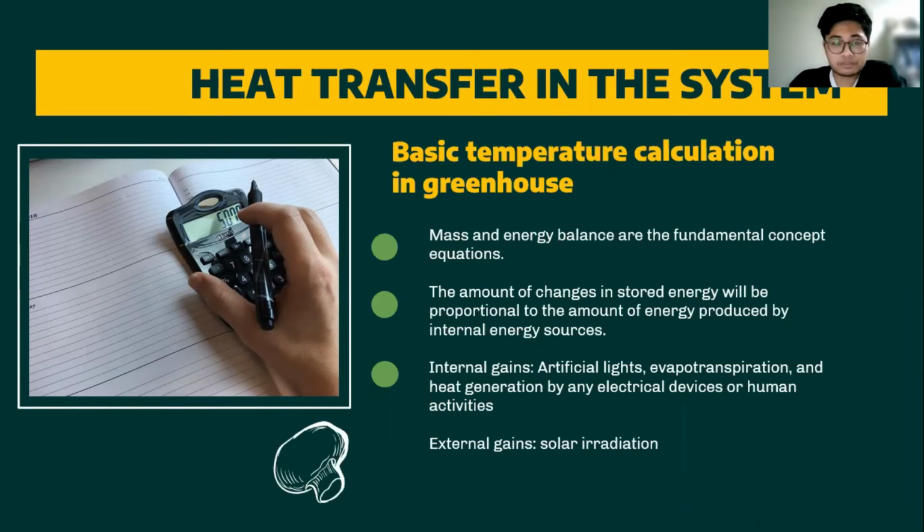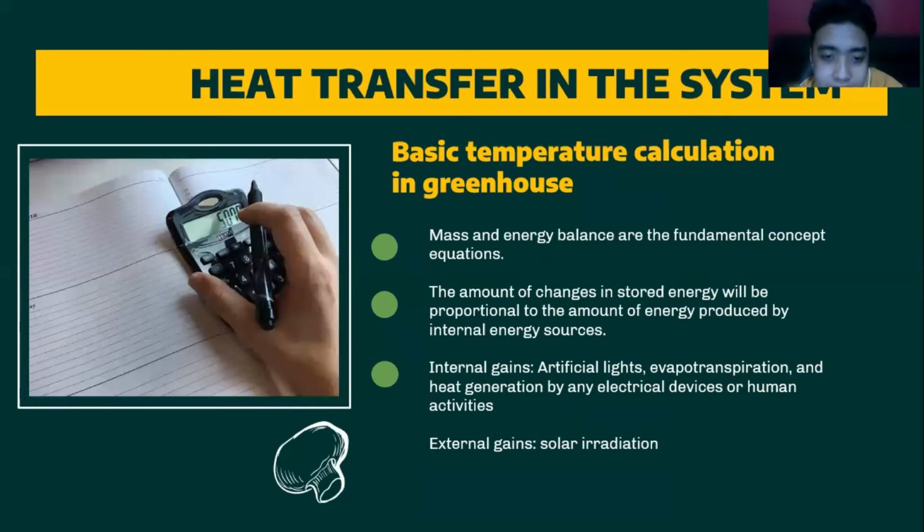Okay, I will explain the basic temperature calculation in the greenhouse. Mass and energy balance are the fundamental concept equations used to model the various processes in any thermal environment. The amount of change in stored energy will be proportional to the amount of energy produced by internal energy sources. Artificial lights, evapotranspiration, and heat generation by any electrical device or human activities are all internal gains in the greenhouse, while solar irradiation is the external gain.